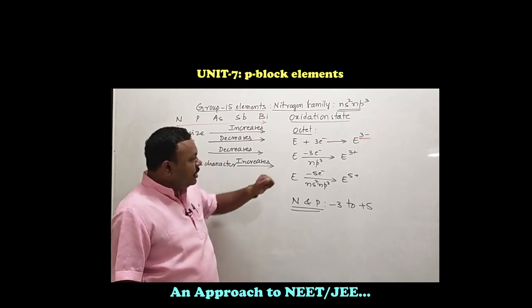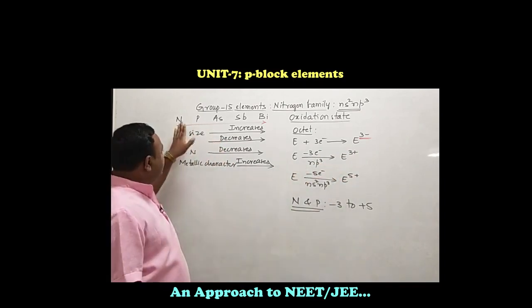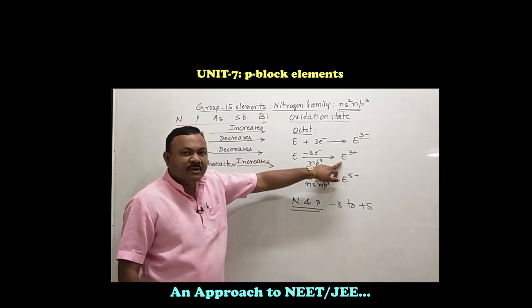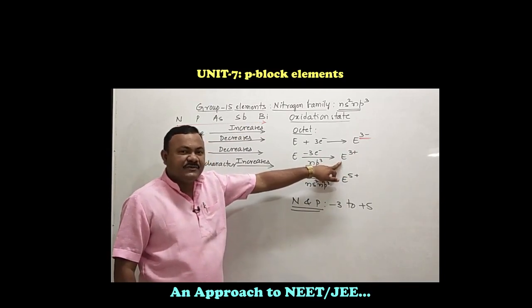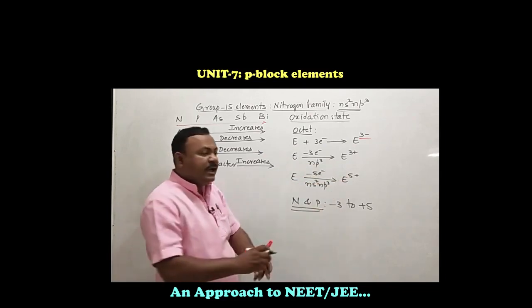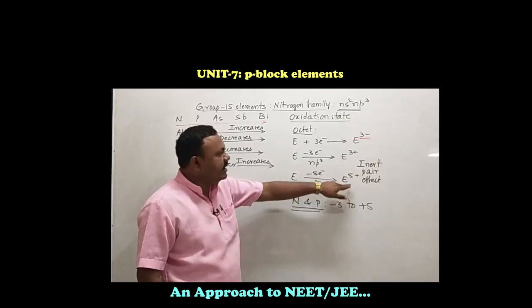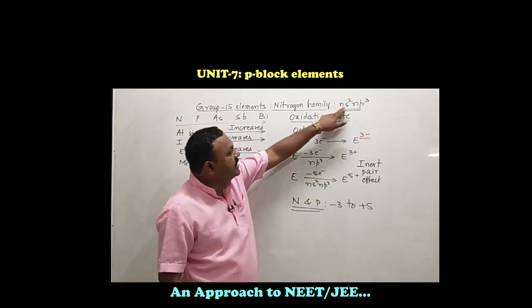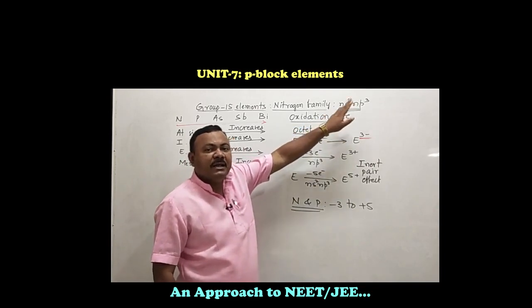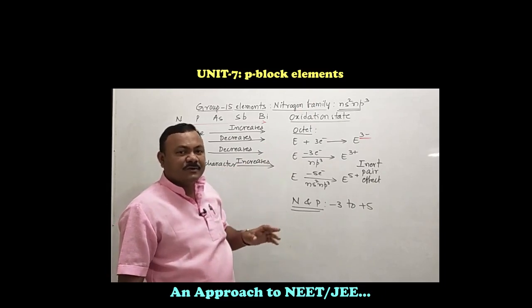Okay. Now, when we focus on the 3+ and 5+ oxidation states, as we move from nitrogen to bismuth, the stability of the 3+ oxidation state goes on increasing and the 5+ oxidation state goes on decreasing, due to an important effect called the inert pair effect. It means the inner ns electrons are not involved in the bonding process. Only the outer np electrons are involved in the bonding process. So this is about the oxidation state.